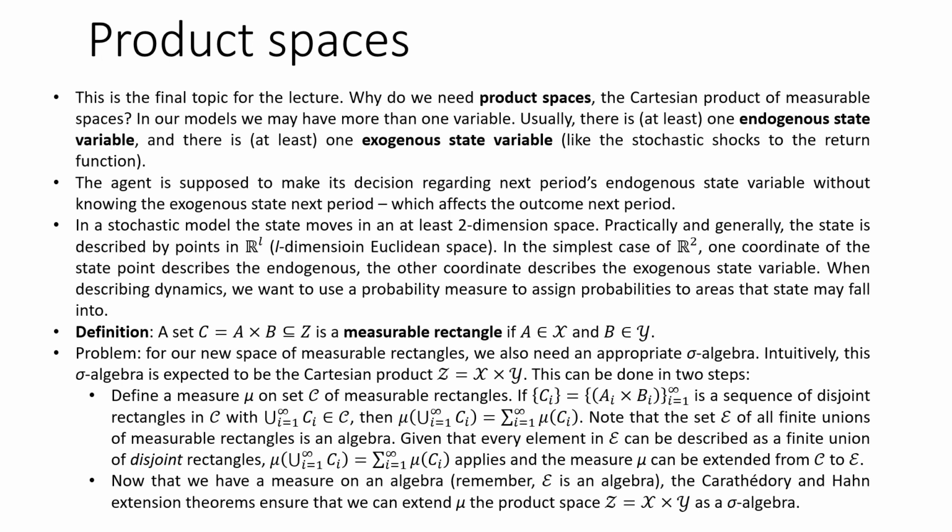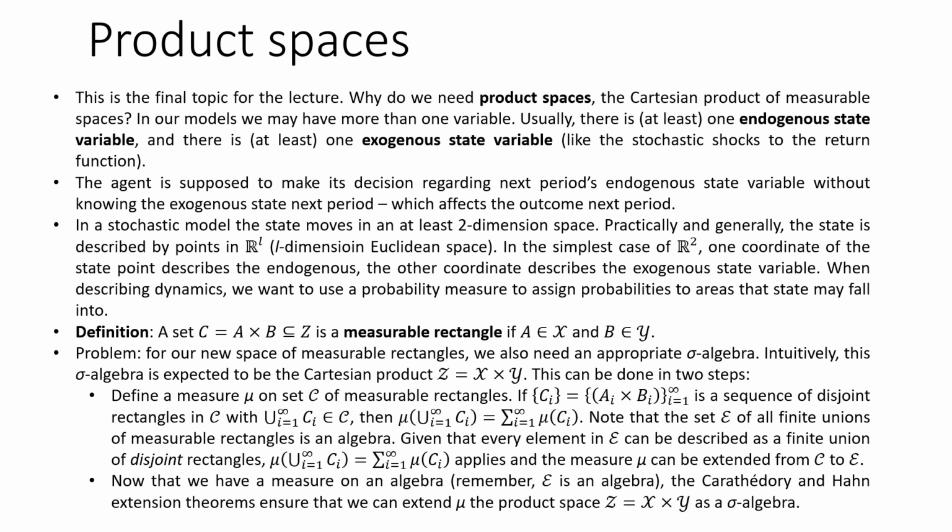So first of all, we need a definition, the definition of measurable rectangles. This is a set in the space called Z. This is literally a rectangle with two edges, edge A and edge B, and both of the edges belong to the sigma algebras of the state spaces of the endogenous and the exogenous state variables. So the problem is similar to the previous cases. We need an appropriate sigma algebra for measurable rectangles.